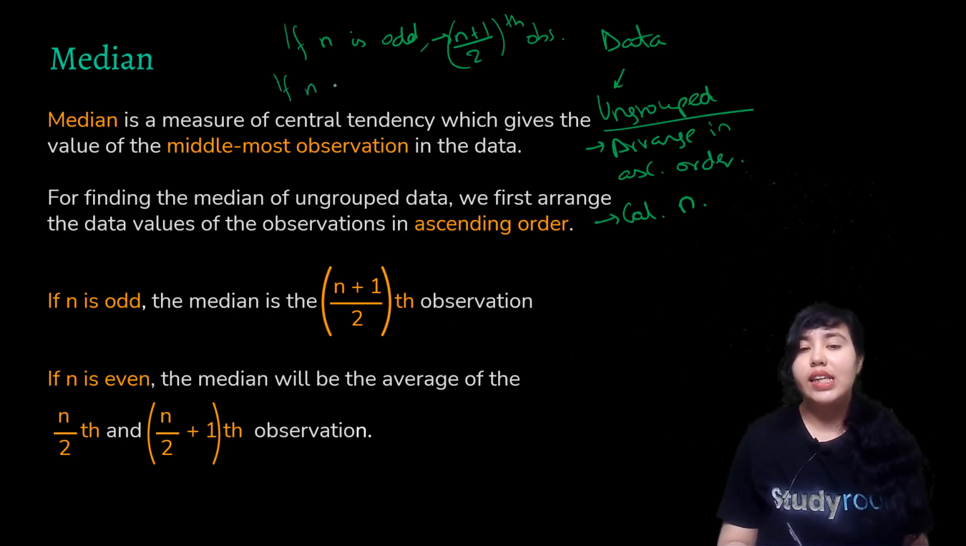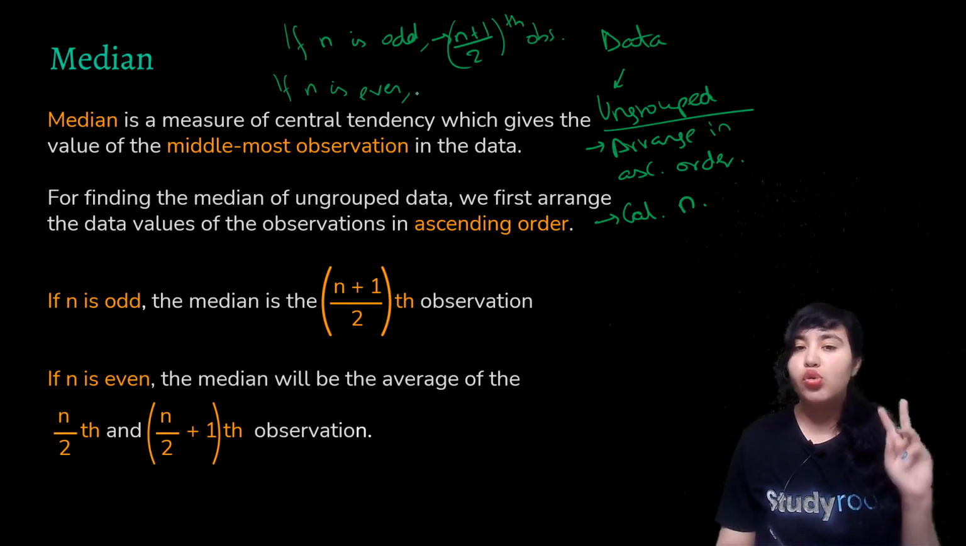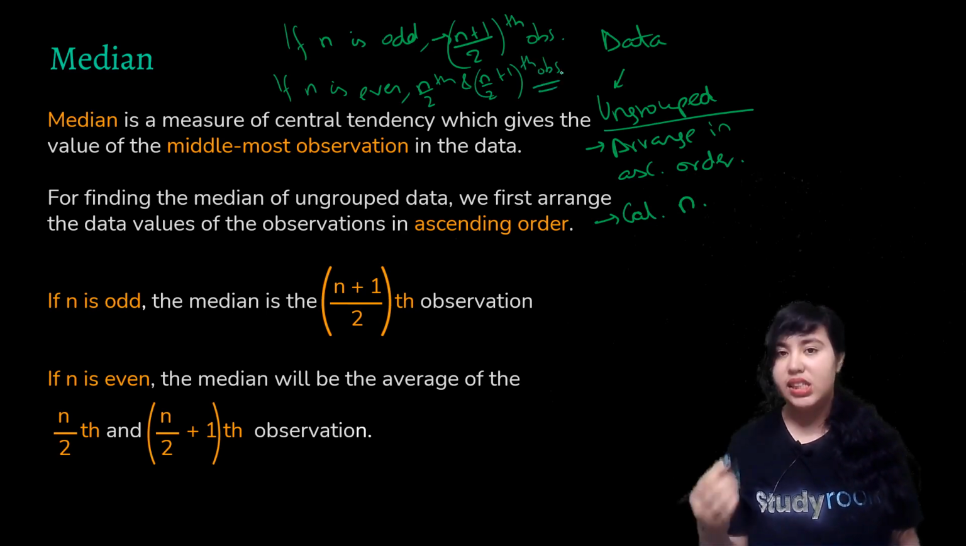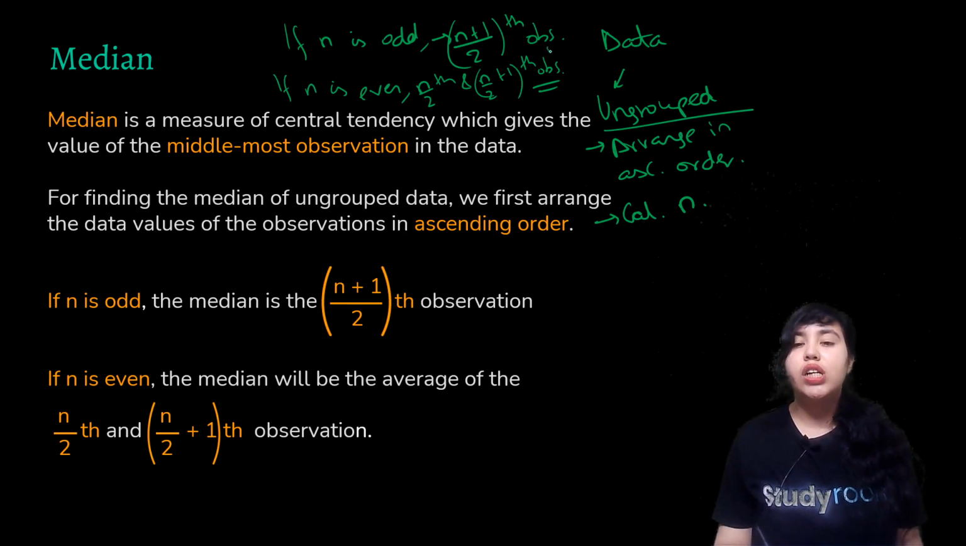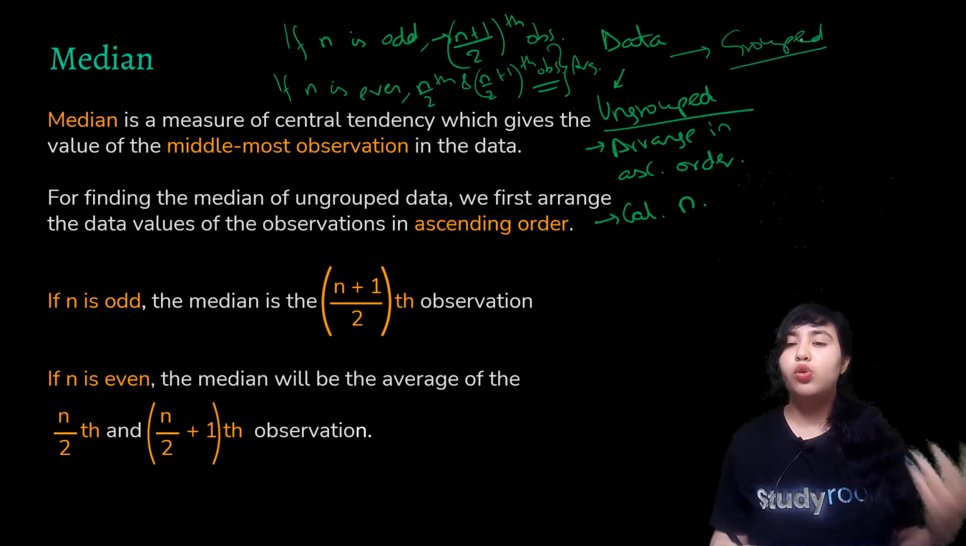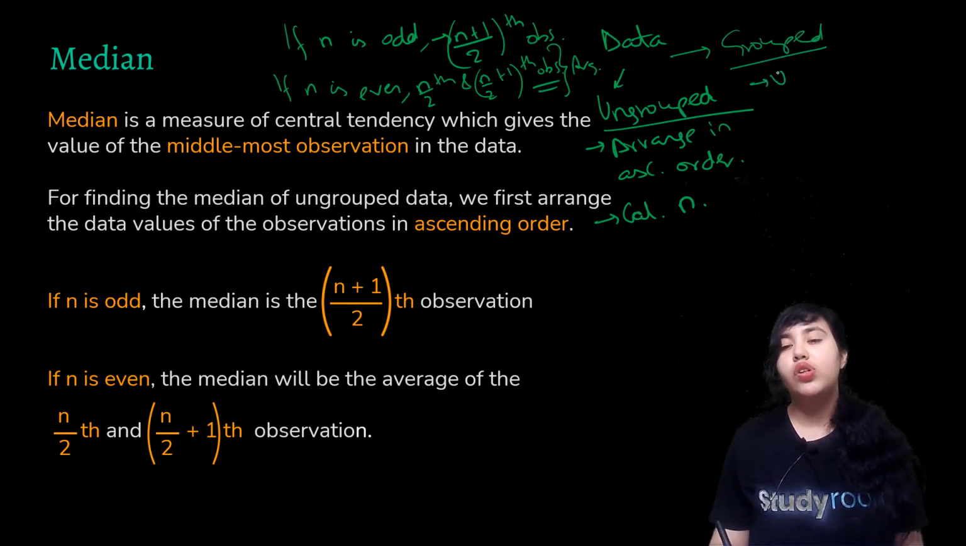And if n is even, then you take the average of the two middle terms, which will be the n by 2th and (n by 2 plus 1)th observation. Again, I said that they are observation numbers and not the observations themselves. So you have to take the average. And if it is grouped data, like we had a formula for mode, we have a formula for median also. So here you need to directly use the formula.